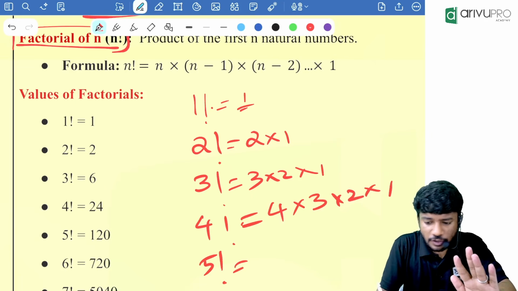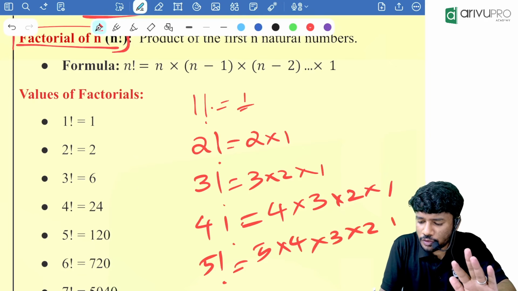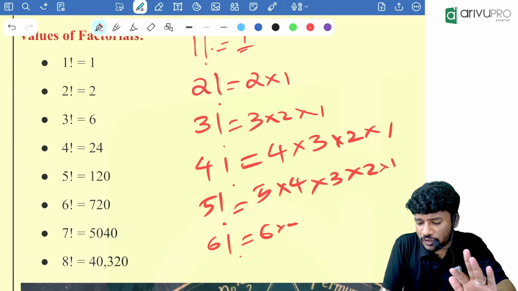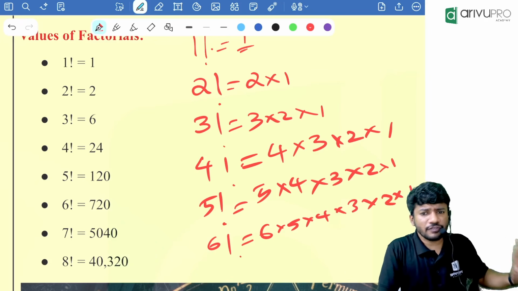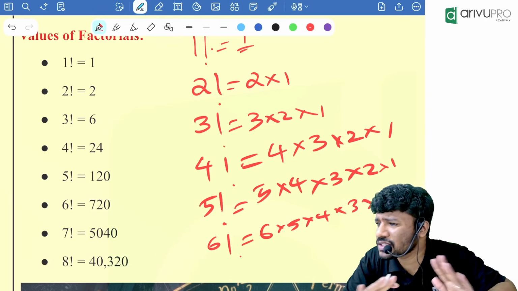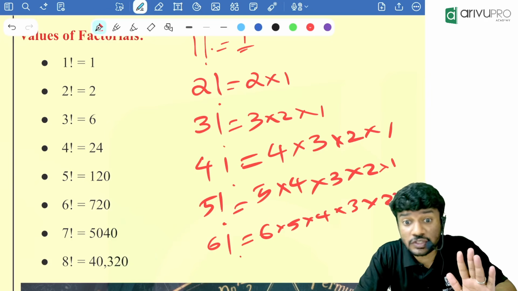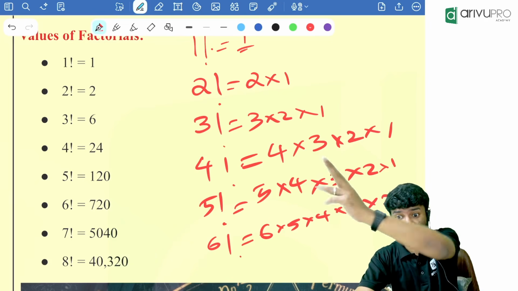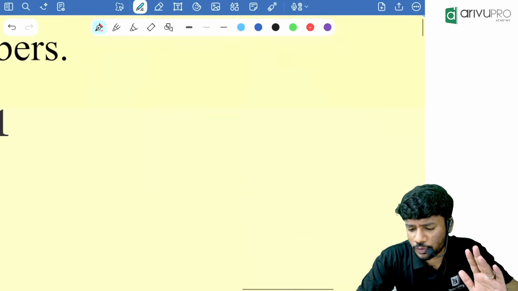5 factorial is how much, people? 5 into 4 into 3 into 2 into 1. Then people, 6 factorial. 6 into 5 into 4 into 3 into 2 into 1. Finally 7 factorial, 8 factorial. Everything is just the product of all the numbers. Are you getting my point? We multiply from that value in decreasing order till 1.